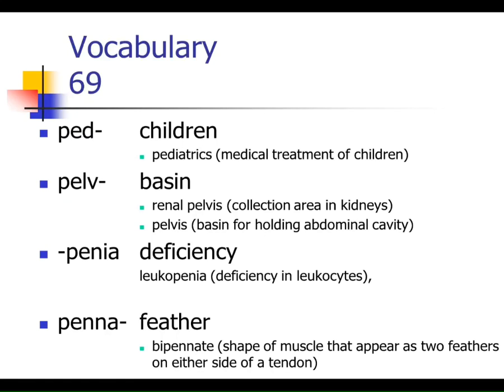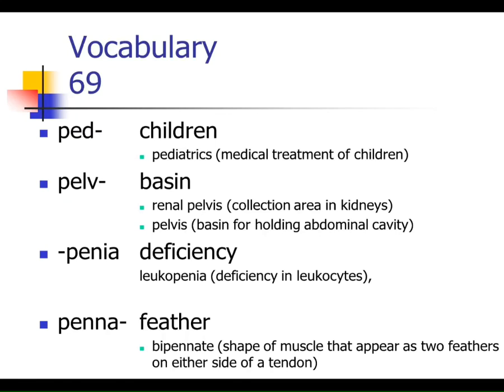Pelvis, your pelvis is a basin-like structure that's holding the reproductive and urinary structures. Penia is a deficiency in. When we get to blood, we'll talk about the leukocytes, the white blood cells. And so leukopenia would be a deficiency in white blood cells. Osteopenia would be a deficiency in bone.